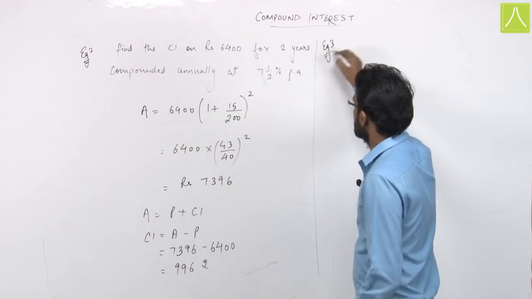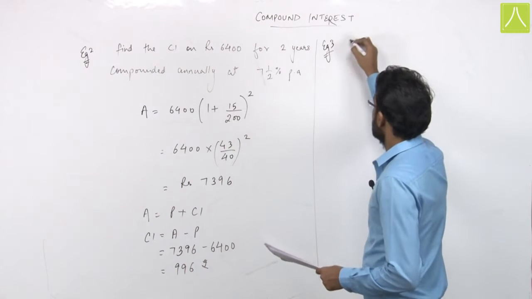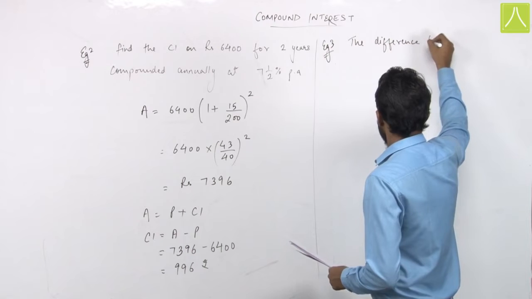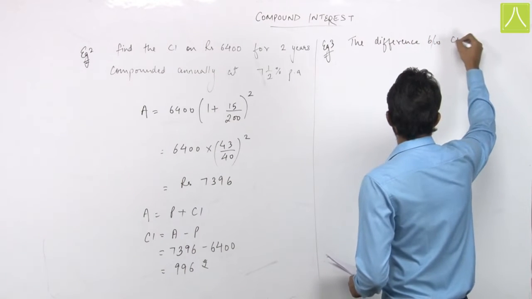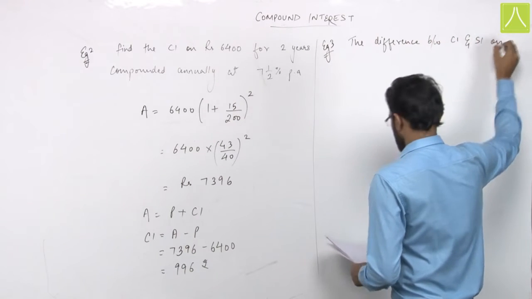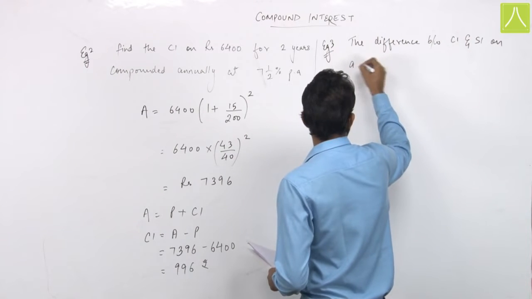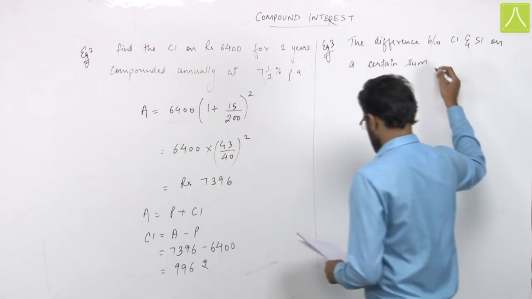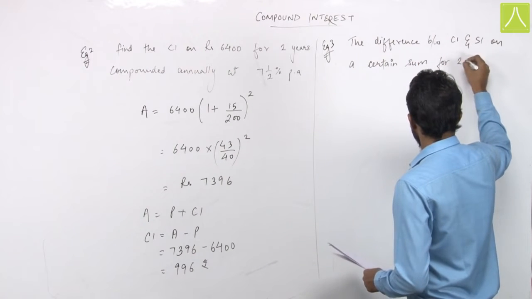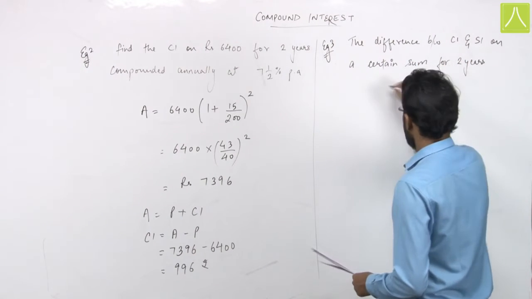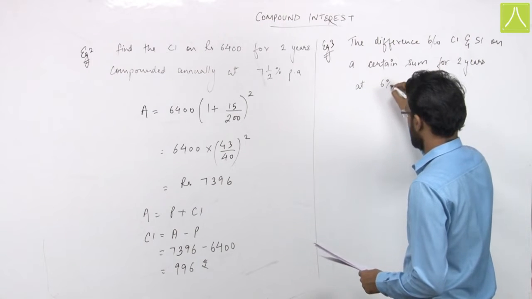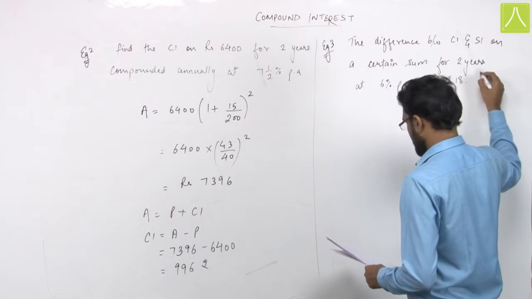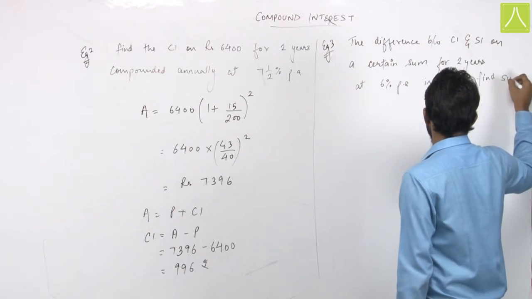Let us see another question, another example based on this. We have given the difference between compound interest and simple interest on a certain sum for 2 years at 6% per annum is rupees 18. We have to calculate the sum.